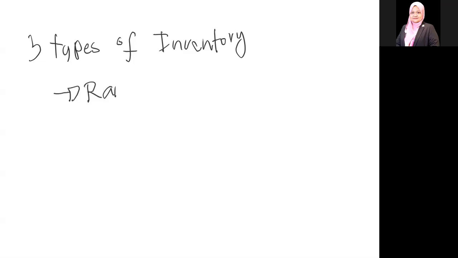So raw materials are products which are not yet ready to be sold. All right. An example is steel and rubber. So it's a raw product, it's a raw material. Okay. You purchase this inventory from the supplier and you transform these products into a finished good. So it's a raw material.